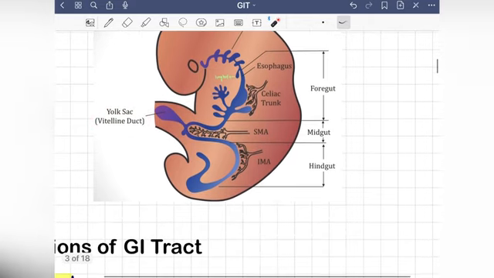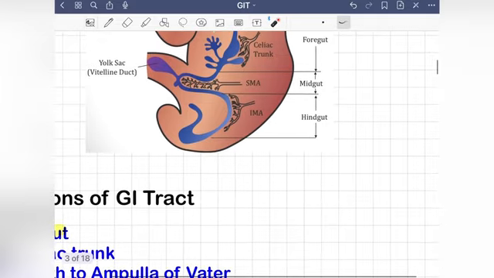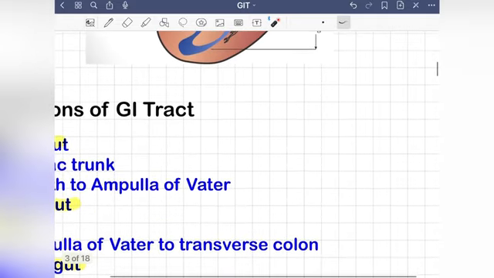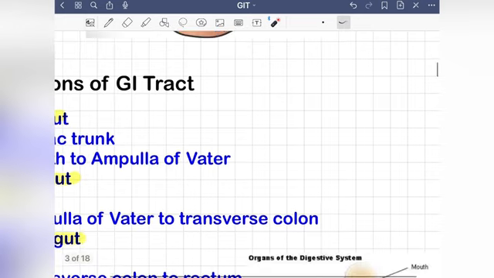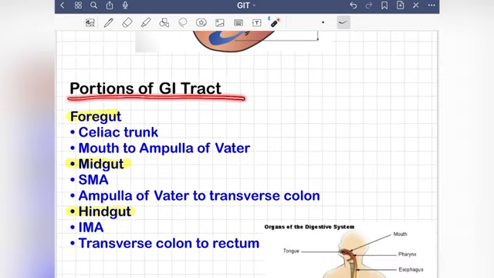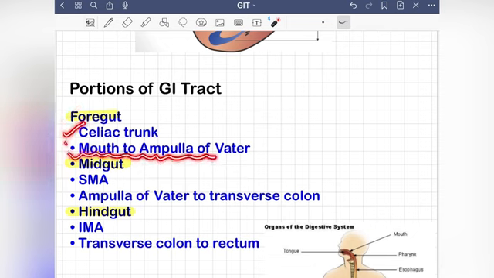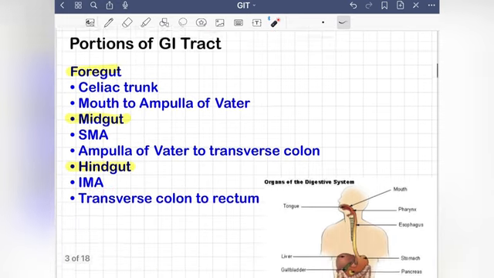So these are the different portions of the GI tract and where they derive from in the developing embryo. The foregut gives rise to everything supplied by the celiac trunk, and that's all the structures from the mouth to the angle of Vater. The midgut gives rise to everything supplied by the superior mesenteric artery or the SMA. This is everything from the angle of Vater to the transverse colon, and finally the hindgut gives rise to everything supplied by the inferior mesenteric artery that includes structures from the transverse colon to the rectum.